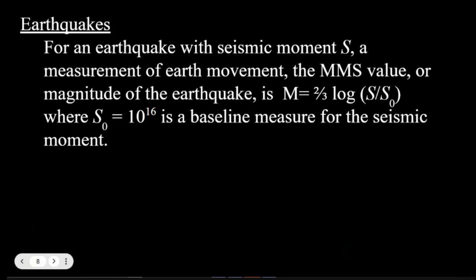Earthquakes. For an earthquake with seismic moment S, that's evidently a term that you know about if you were talking about earthquakes, a measurement of Earth movement, the MMS value, or the magnitude of the earthquake, is M equals 2/3 times the log of S divided by S sub 0, where S sub 0 is 10 raised to the 16th power.